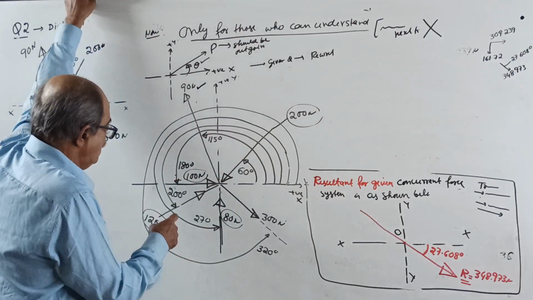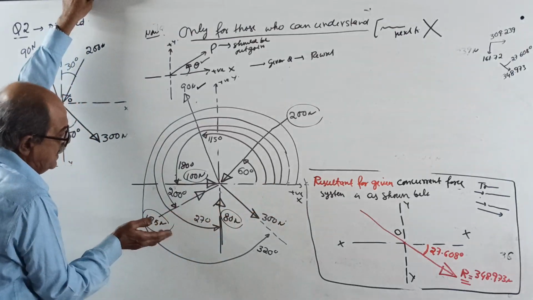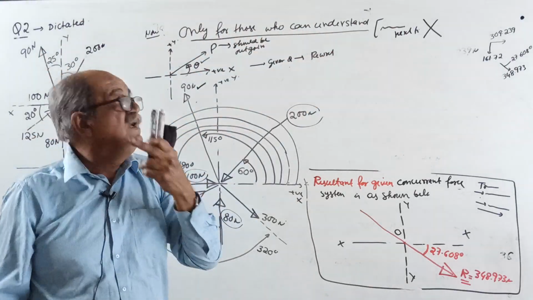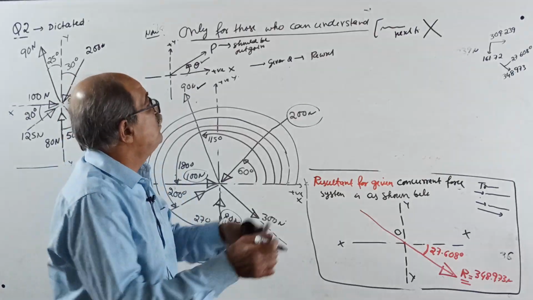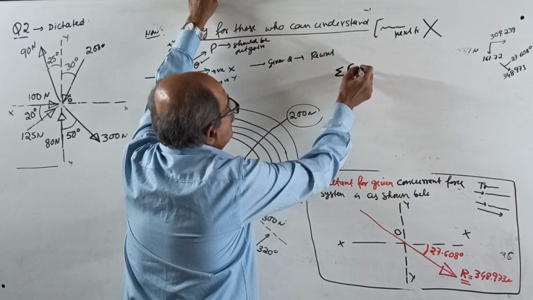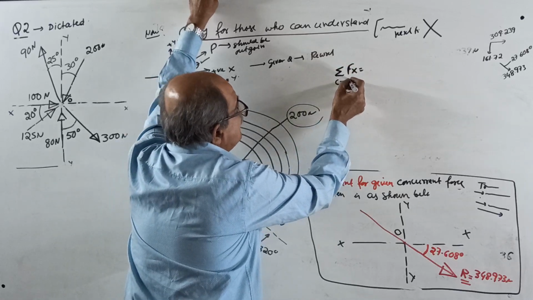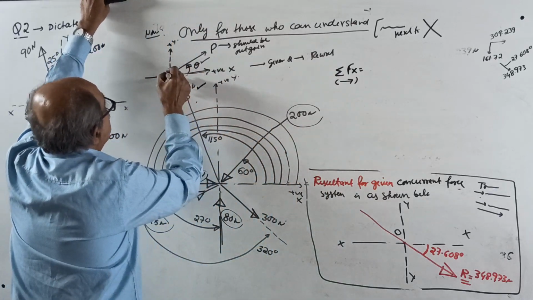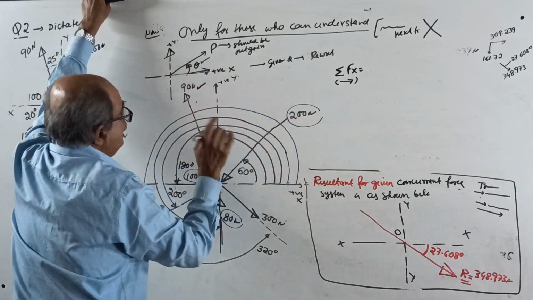Someone will say, sir, 125 has a right side component. You take negative. No, the trigonometric function will take care. I told you, outgoing is positive, incoming is negative. Therefore, sigma Fx equal to, sign convention is what? Always right side positive, and upward positive.